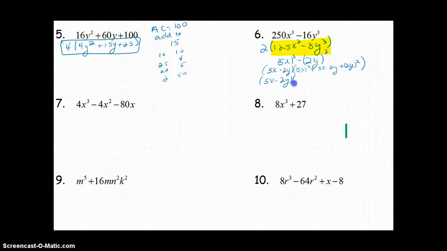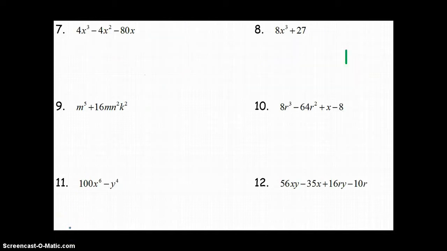From there we do some simplifying. We square 5, which is 25, and we square x, which is x squared. Combining in here, we multiply 5 and 2, which is 10, and that's still times x times y. And then we have 2y squared, which is the same as 4y squared. And this is our solution.